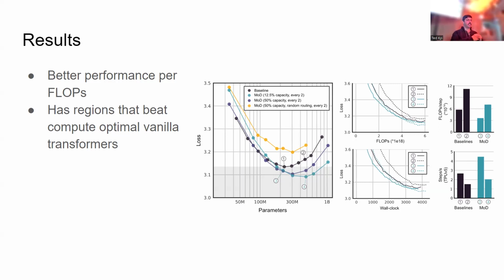And so they were finding that this mixture of depths actually let them go further along that frontier and get even better performance out of it. And at the same time, you're doing that reduction of the attention that you're doing. So at inference time, you get a big cost saving there as well.